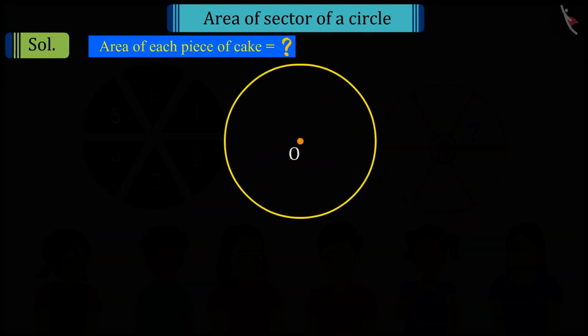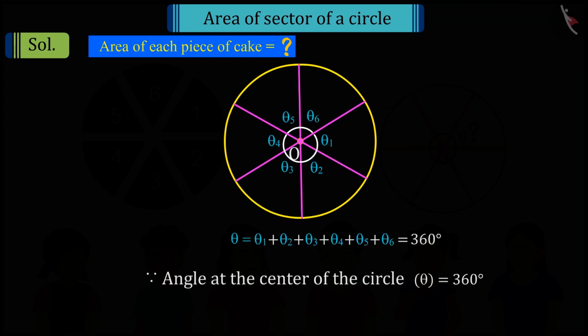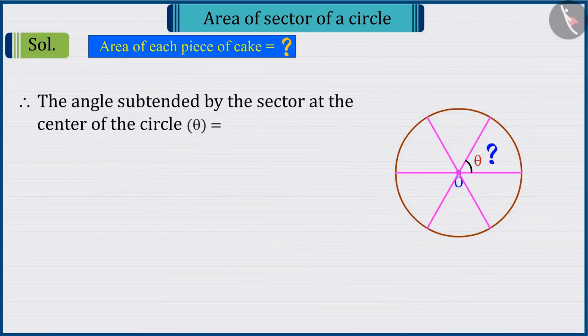Absolutely correct, because we know that the sum of the total angles at the center of a circle is 360 degrees, and we are dividing the cake into 6 sectors, so the angle subtended by each sector at the center would be 60 degrees.